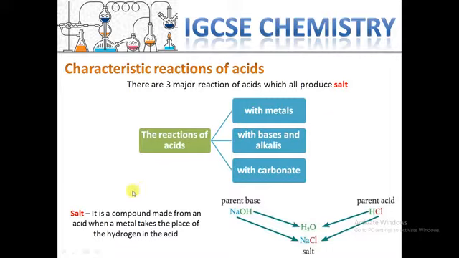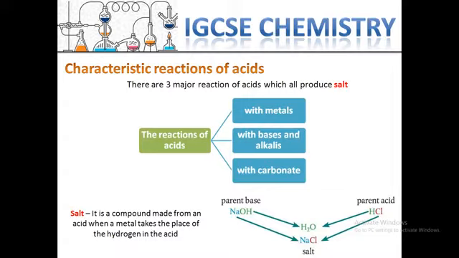The word salt in chemistry is very general, and it's not the same as the salt we are using. The salt we are using is only one type of salt, the one which is extracted from seawater and used for cooking. But salt in chemistry is very general, and it refers to a compound made from an acid when a metal takes the place of the hydrogen in the acid.